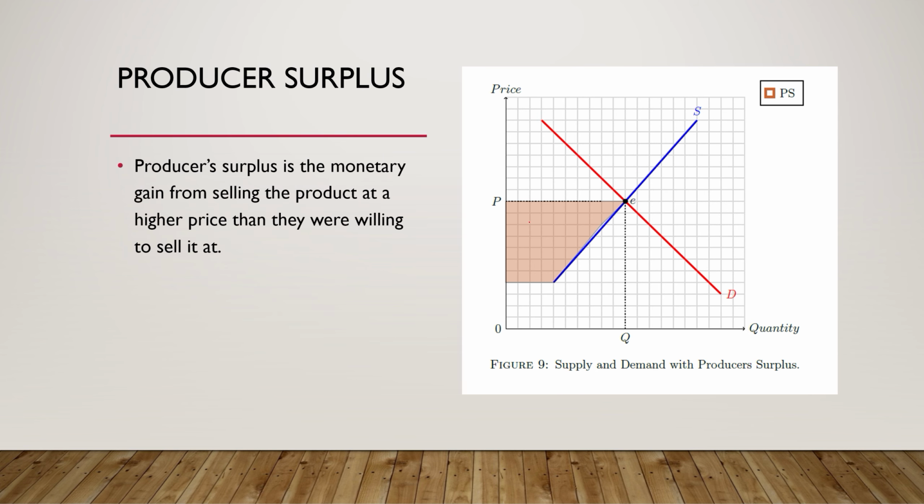More in-depth, producer surplus is the monetary gain from selling a product at a higher price than they were willing to sell it at. As we move along each point in the supply curve, we see that it intersects with numerous points. First here at 4 and 4, meaning the firm was willing to produce 4 units at a price of 4.